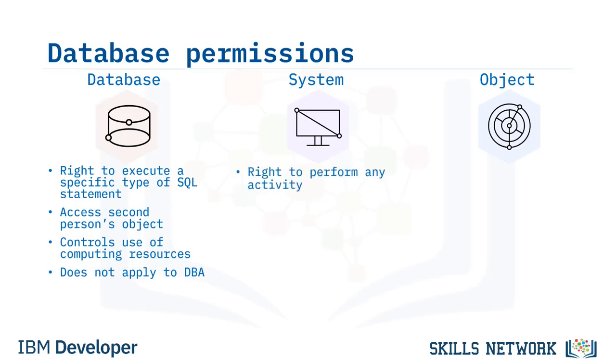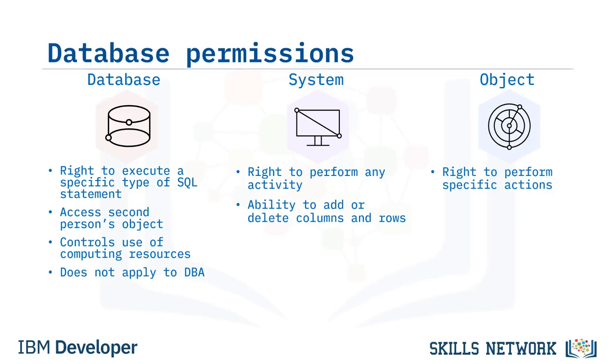System permission is the right to perform an activity, such as to create, alter, or drop on a specific type of object. The ability to add or delete columns and rows of any table in a database is an example of system permission. Object privilege is the right to perform a specific action on a particular table, function, or package. For example, the right to delete rows from a table is an object privilege. This privilege allows the user to insert, delete, update, or select the data in the database object.